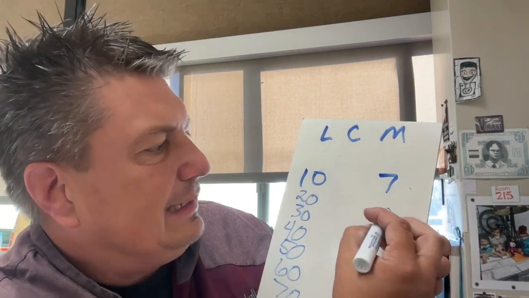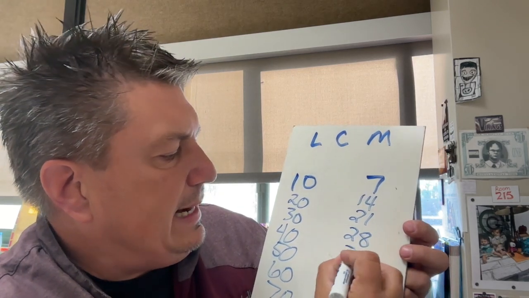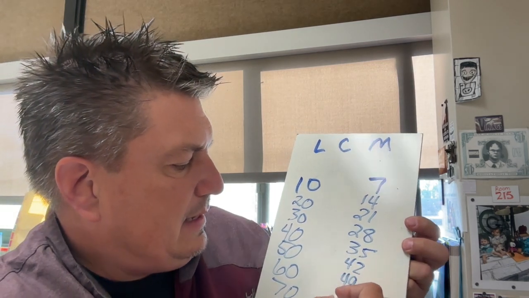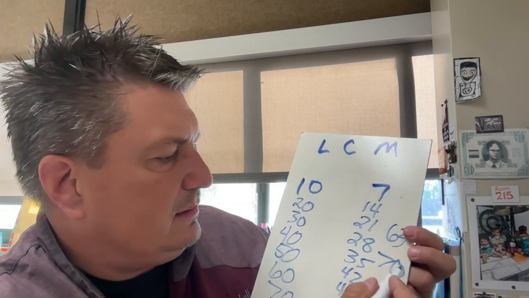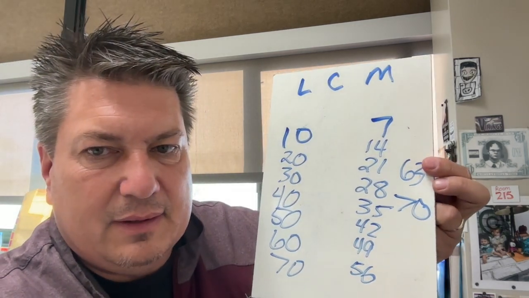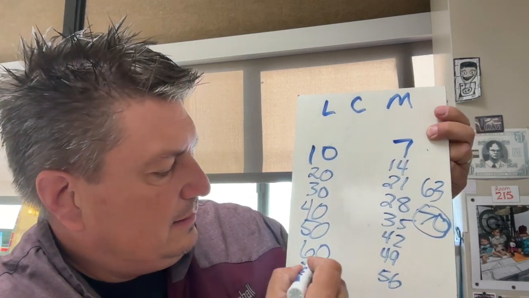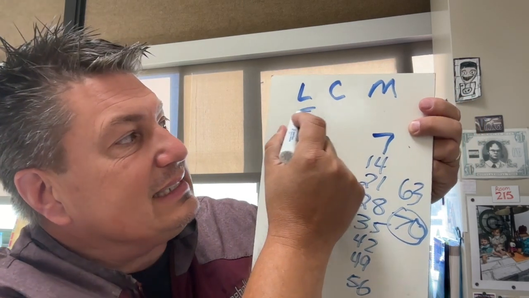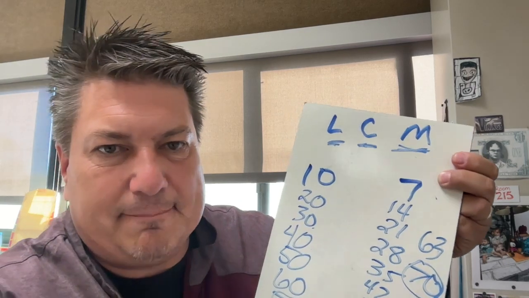I have 7, and I skip count by 7s, like touchdowns for the Vikings: 7, 14, 21, 28, 35, 42, 49, 56, 63, and oh my goodness, I hit the number 70. Well, 70 is the only number in both lists, and it's the smallest number that's in both lists. So therefore, it is my least common multiple, which means you're skip counting. All right?